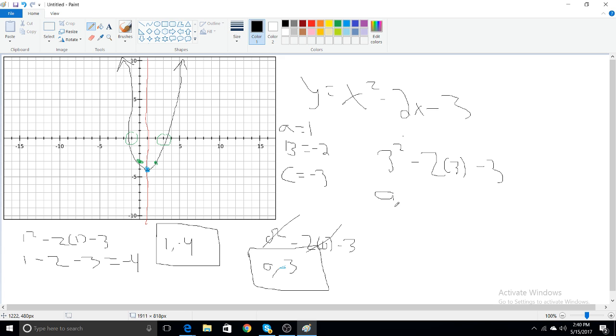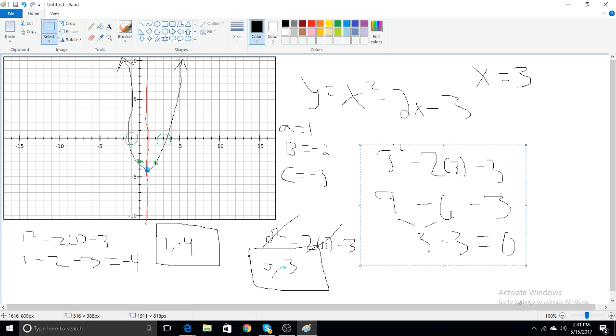So we get 3 squared minus 2 times 3 minus 3. So we get 9 here. We get negative 2 times 3 is negative 6, minus 3. So this indeed will end up being 0. So that means that is true, and that is one of our solutions. So we know for a fact that one of our solutions is x equals 3.